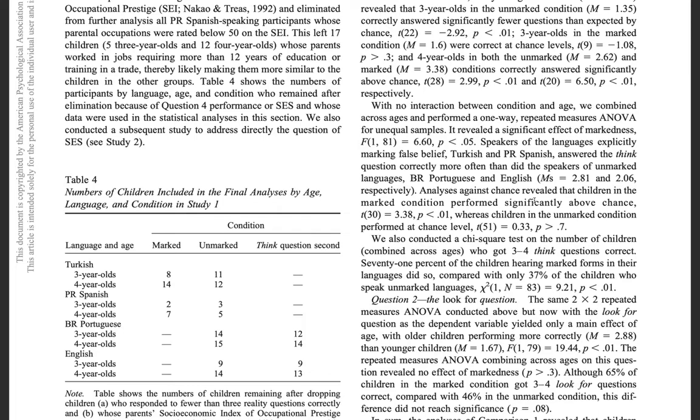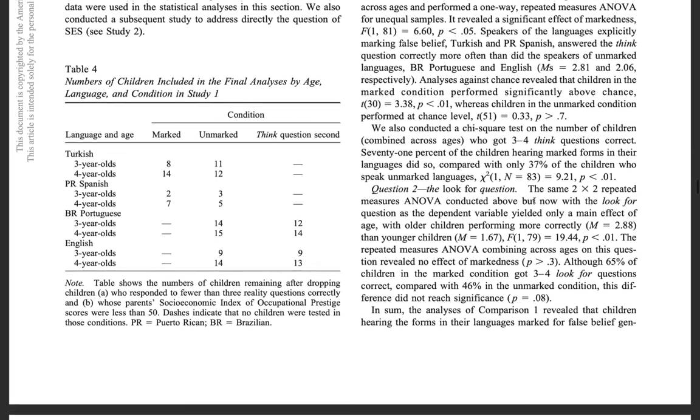Analyses against chance revealed that children in the marked condition performed significantly above chance, whereas children in the unmarked condition performed at chance levels. They added chance after the fact. I don't care about this chance analysis. That's not how they should analyze it. We also conducted a chi-square test on the number of children who got 3 to 4 think questions correctly. 71% of the children hearing marked forms in their language did so, compared with 37% of the children who speak unmarked languages.